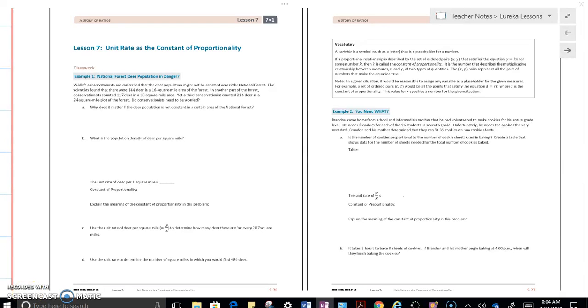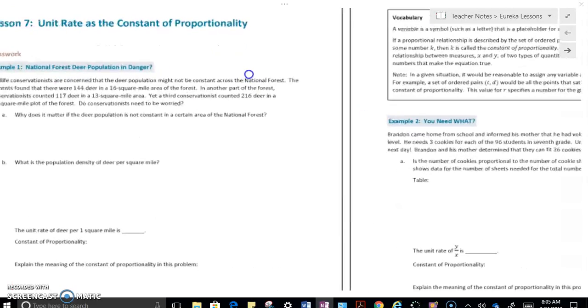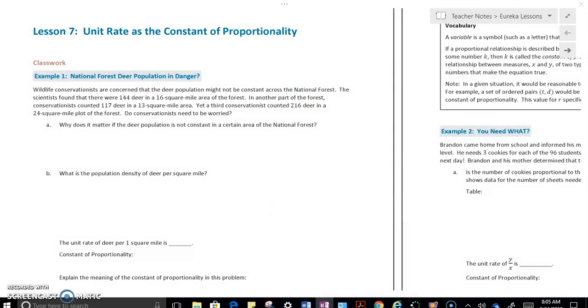Welcome to lesson 7, unit rate as a constant of proportionality. Let's go ahead and start with example 1. National forest deer population in danger.